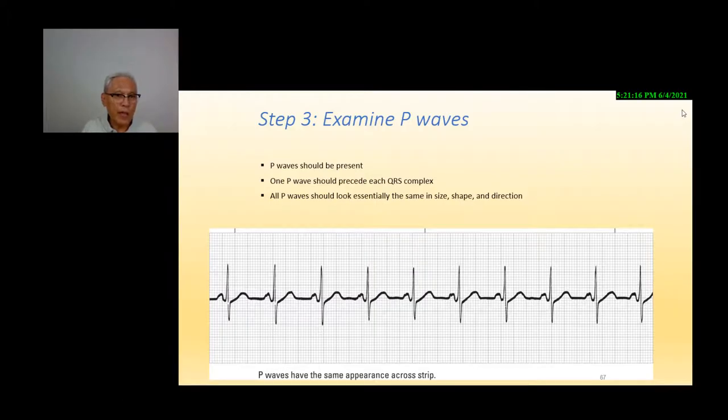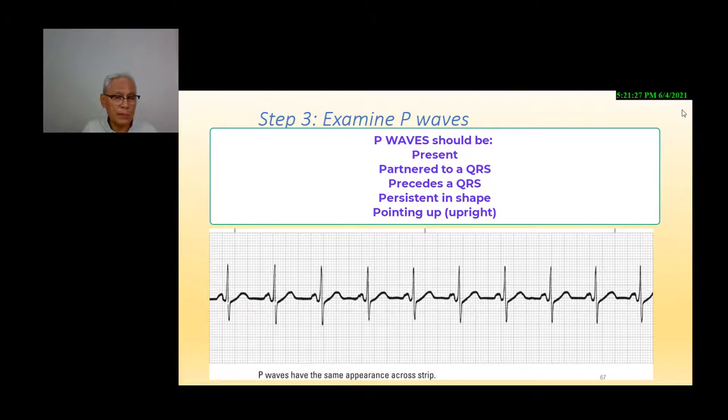The next step in analyzing a rhythm strip is to examine the P waves. We talk about the 5 elements of a P wave. So we're going to ask, are the P waves present? Do they precede the QRS complex? Are they persistent in shape, or are they the same shape throughout? Are they partnered with the QRS complex? And lastly, they should be upright in most of the leads, particularly lead 2.